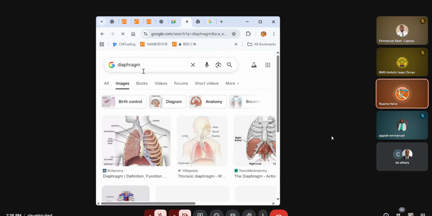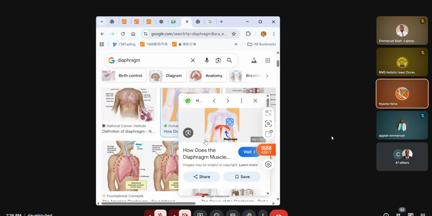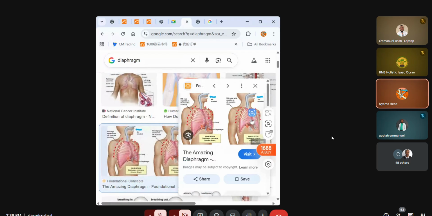So this is the diaphragm. You see the curvature over here. So when the fluid is too much, you see how the diaphragm is. It presses against the diaphragm.